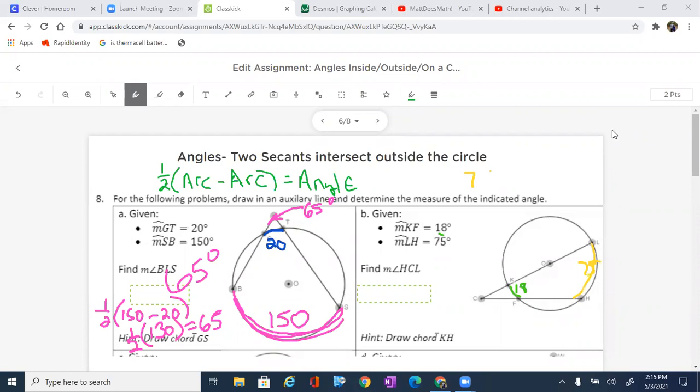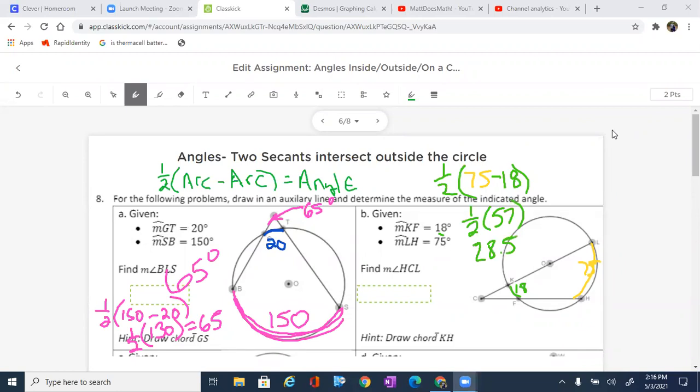So I'm going to take 75 minus 18, and then I'm going to put them in parentheses and cut them in half. So 75 minus 18 is going to be 57, and I'm going to take 1/2 of 57, which brings us to 28.5. You can use a calculator, you can use Desmos, I do not care, but that will bring us to 28.5.